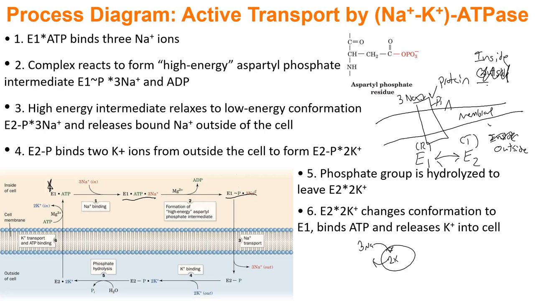And we get this E1 phosphate compound with 3 sodiums. And once we have this compound, our sodiums are now free to go to the outside of the cell. And when they go to the outside of the cell, we are now in the E2 conformation.